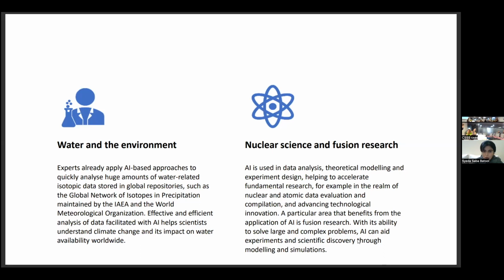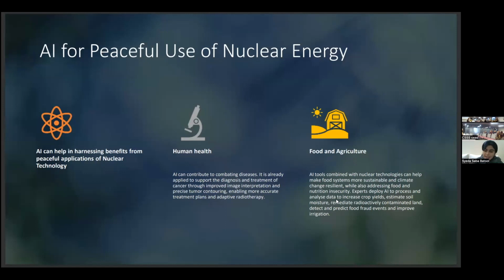I was saying that AI technology definitely assists peaceful nuclear applications in human health, agriculture, and environmental management. It aids disease diagnosis and treatment, enhances food system sustainability, and supports water and environmental studies. AI accelerates fundamental insights and plays a vital role in fusion research. Water and environmental studies.